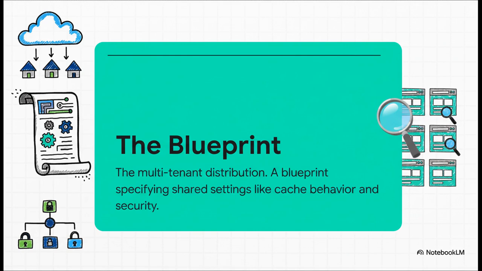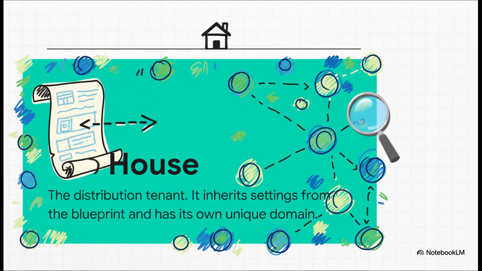This is where you define all the stuff that's going to be shared: how content gets cached, what security rules are in place, where your origin files are stored. You design this blueprint one time. Okay. Next up, you build a house using that blueprint.